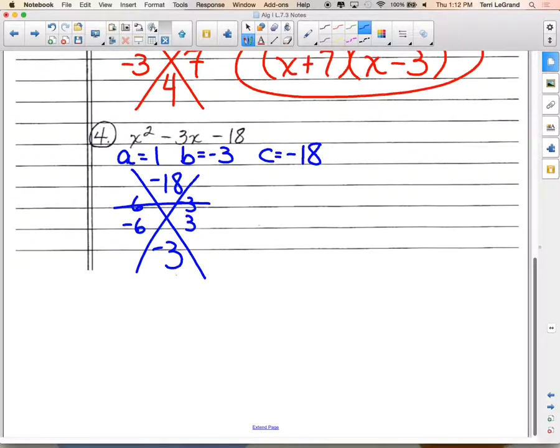Okay. So our factors are X minus 6, X what? Times X plus 3. Check it out.